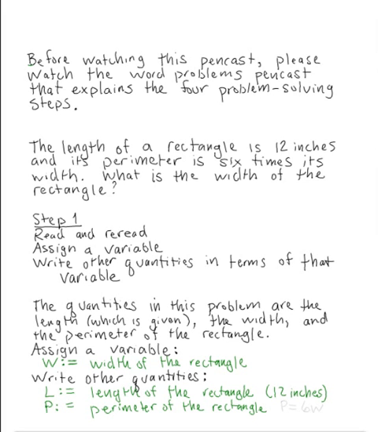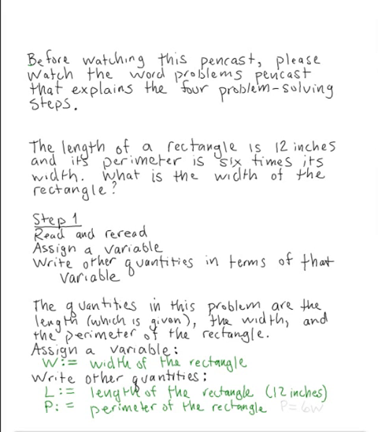And now we want to write quantities in terms of that variable. The length was given. The perimeter, however, is not. That's one of the things that is an unknown to us. But we are given enough information to write the perimeter in terms of our variable, which in this case is w, the width. If we look at the problem very carefully, we find that it says its perimeter is 6 times its width. We want to translate that sentence, which is a very important skill when solving a word problem.